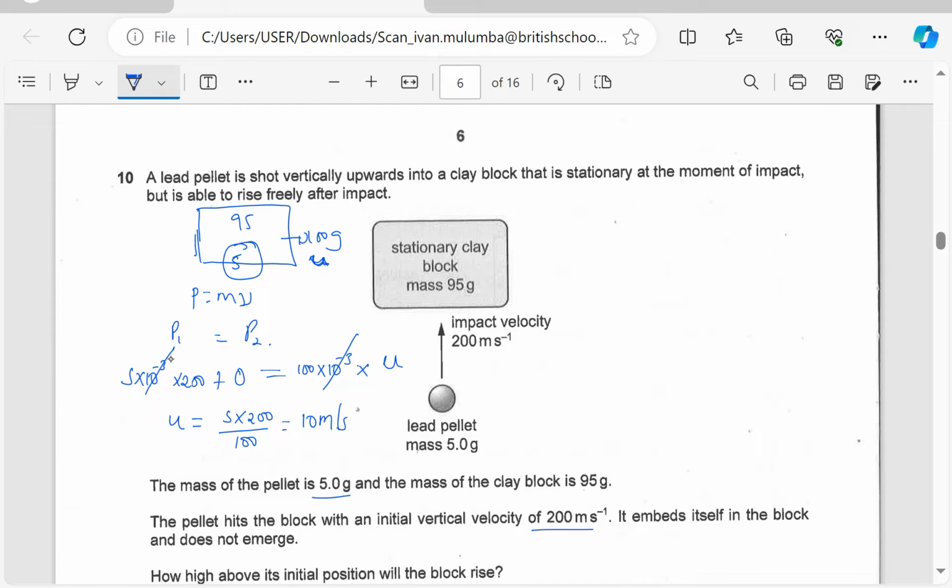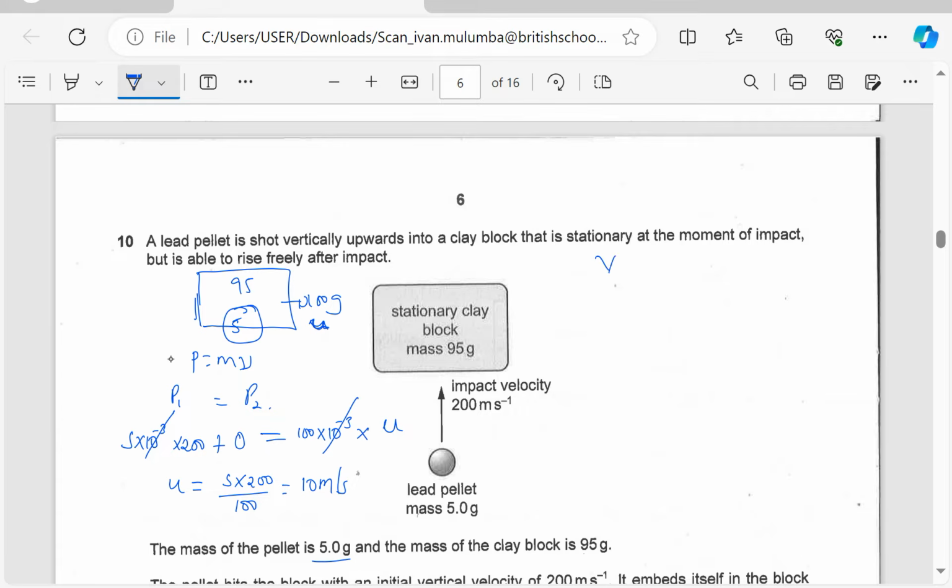So remember, when it reaches the maximum height, v becomes 0. So v at maximum height is going to be 0. So using v squared equals u squared plus 2as.